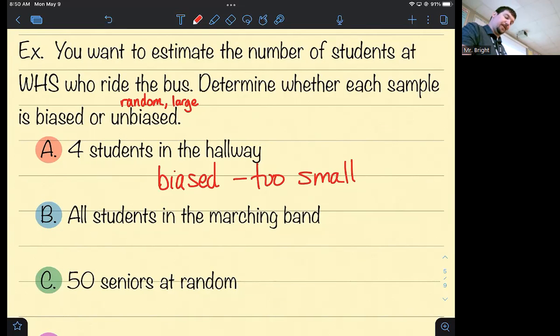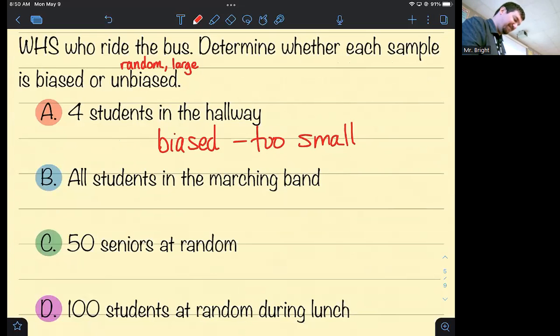students. How about all the students in the marching band? It's always the band members. Yeah, I'm not saying you can't ask band members, you just can't only ask band members.